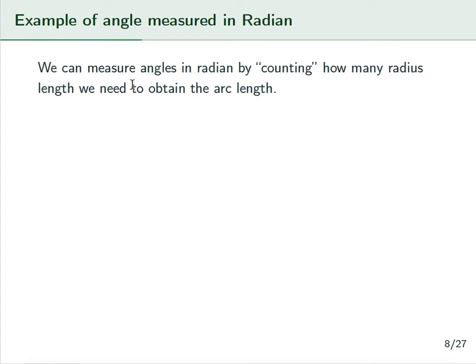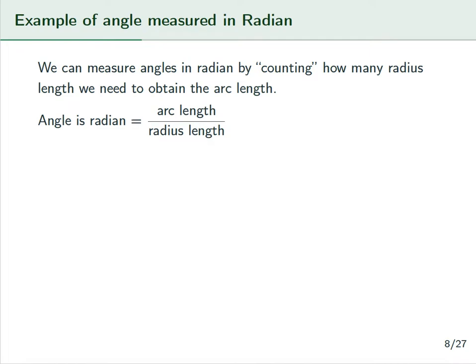So basically, one way to think about it is we can measure angles in radian by counting how many radius lengths we need to obtain the created arc length. So angle measured in radian is arc length divided by radius length. Again, rather than just memorizing this formula, think about what this division means. Dividing means we're seeing how many radii can go into the arc length.